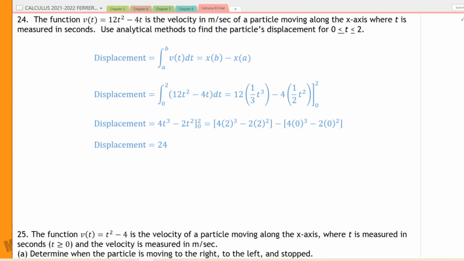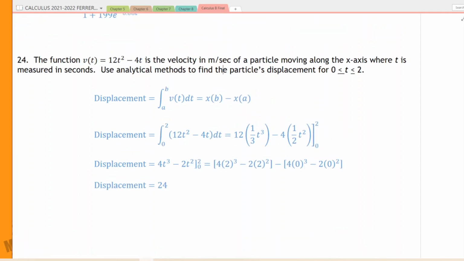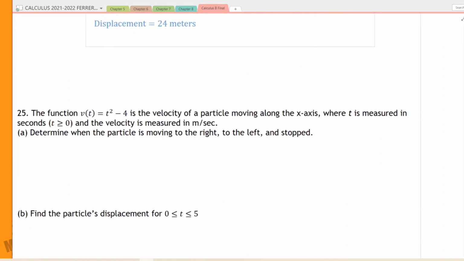leaving us with 24. For units, I notice in the question that the velocity is in meters per second and t is measured in seconds. So that tells me that since the seconds are going to cancel out, the displacement will have units in meters. That's our 24. Let's take a look at our 25.